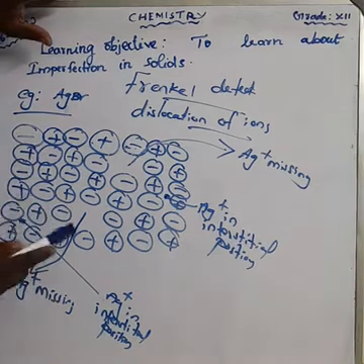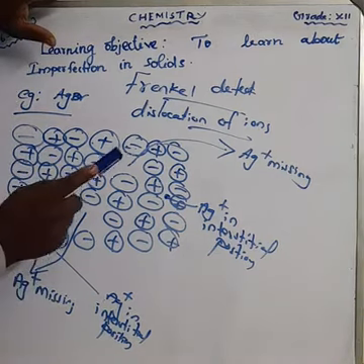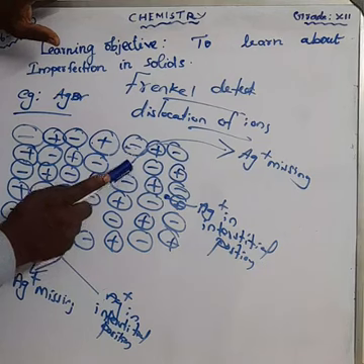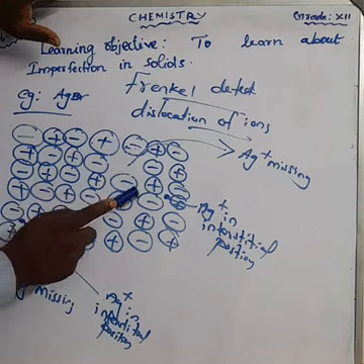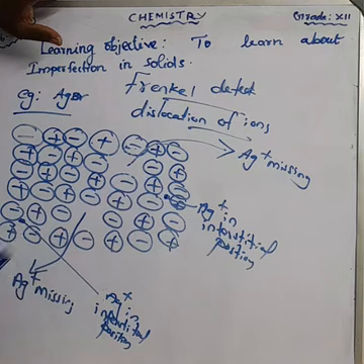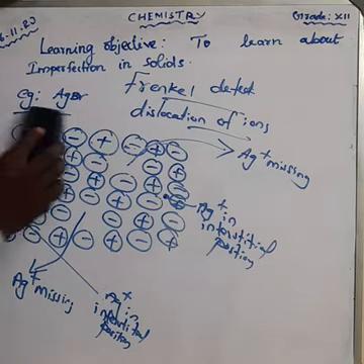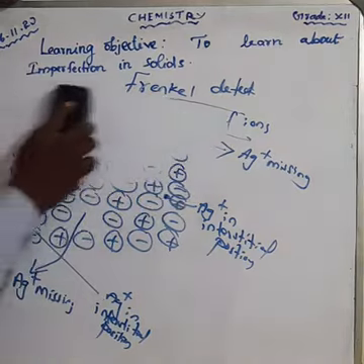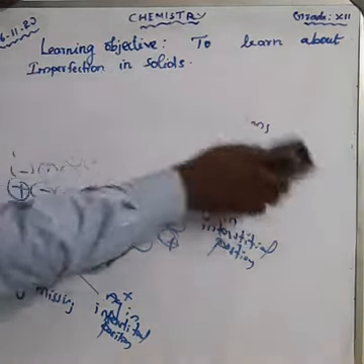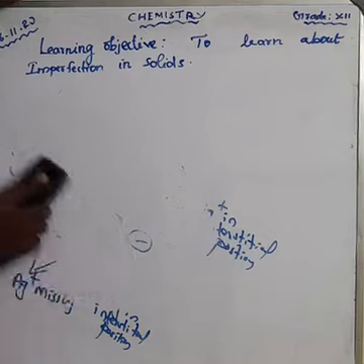What is the next point? Ag plus ions leave their normal site and occupy an interstitial position. These are about the Frenkel defect. Next, the metal excess defect. This is also a very important question. What is the metal excess defect?